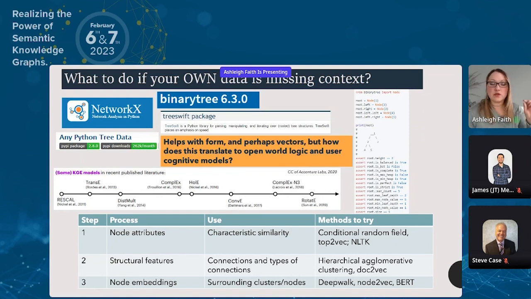Then you have your structural features. So this would be like the relationship between the taxonomy terms. So like the hierarchy, even your use for and synonym kind of relations. And then in a knowledge graph, it's the explicit edges between the nodes. That's what you would be looking at there.